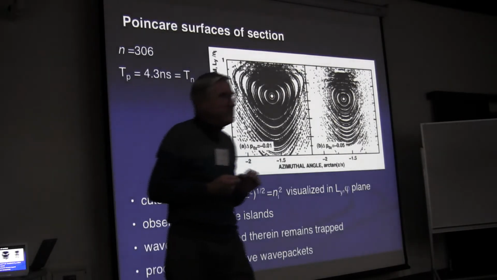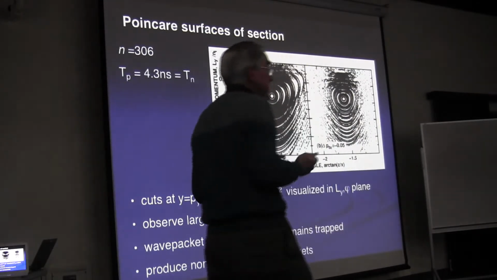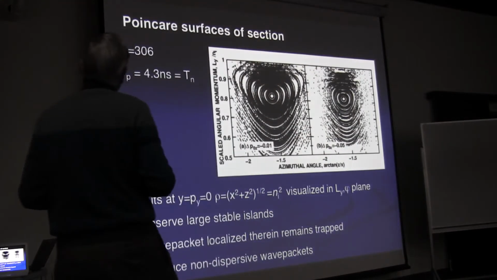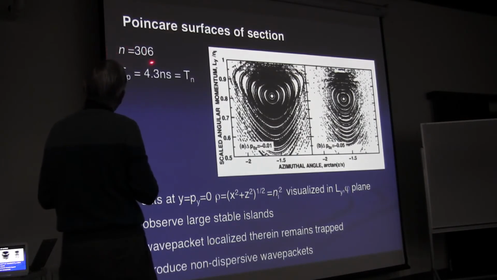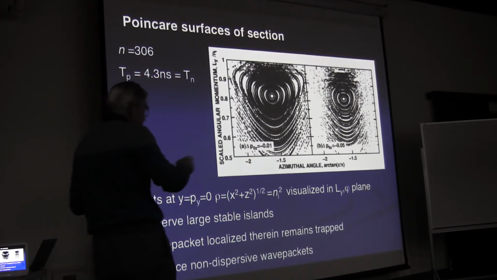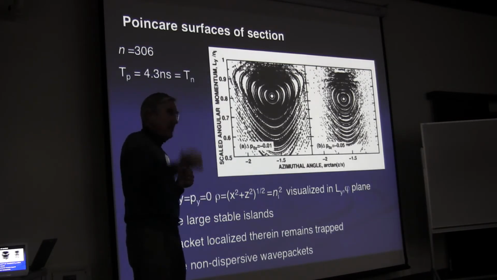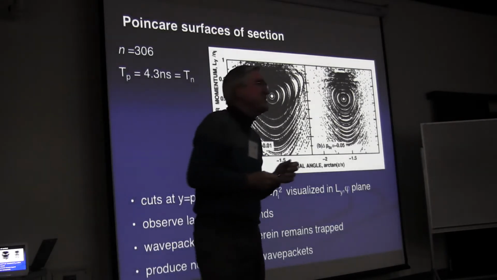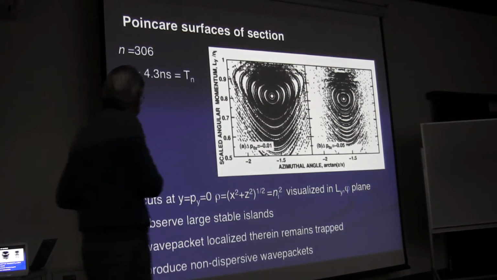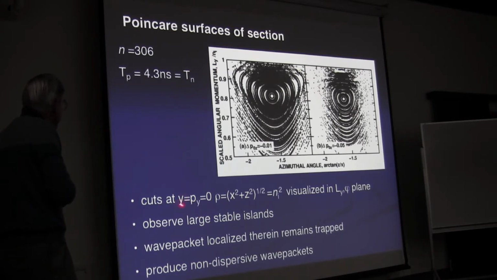Well, one way to do this is to consider a Poincaré surface of section, which I hope by now you're somewhat becoming familiar with. And here's a Poincaré surface of section for n equals 306, using a sequence of pulses with 4.3 nanoseconds. Now, we're interested, remember, in an electron that's moving in the xz plane. So if you want to take a cut in the Poincaré surface, it's sensible to cut the distribution at y and p sub y equals 0. In other words, it's moving in the xz plane, and it has no momentum component perpendicular to that.